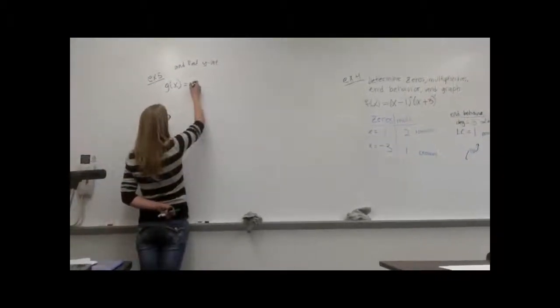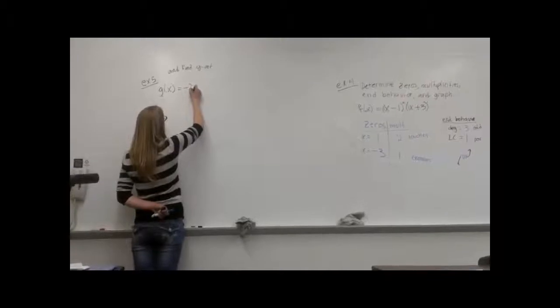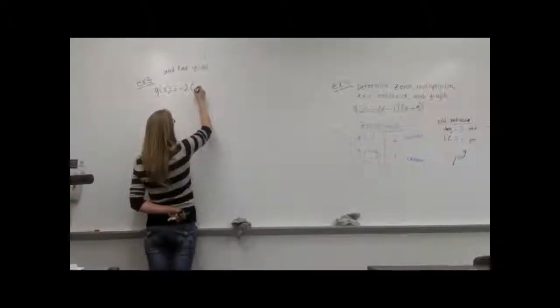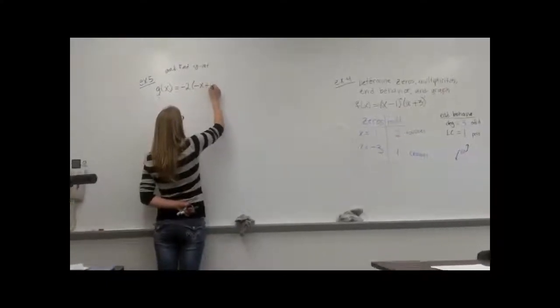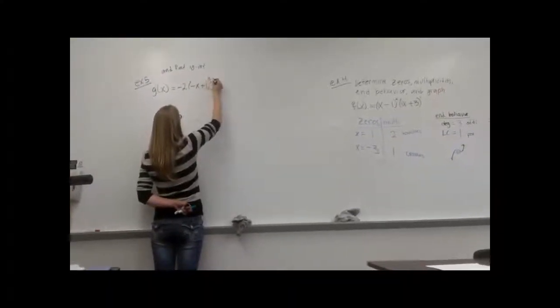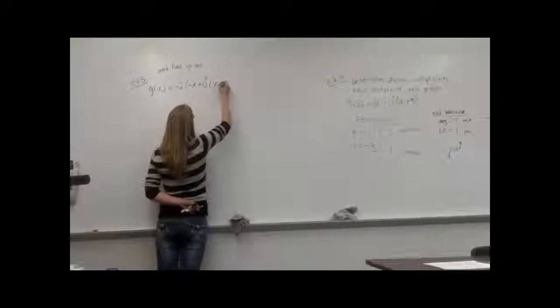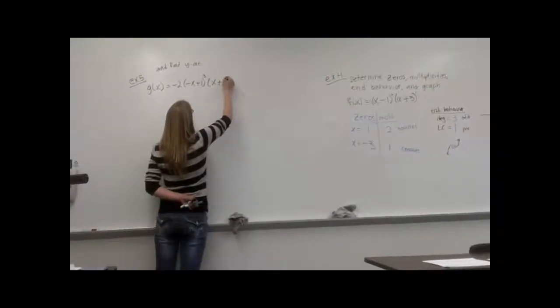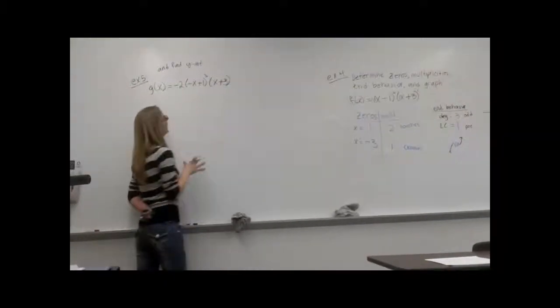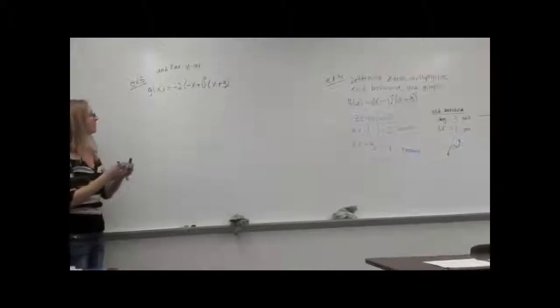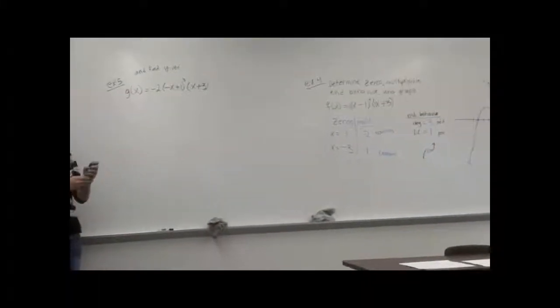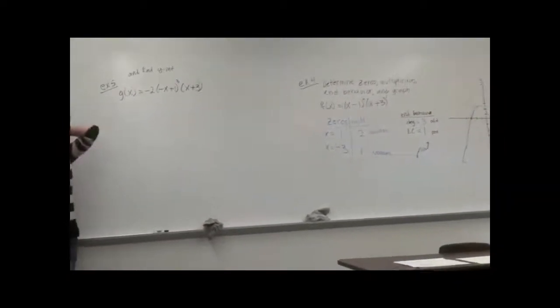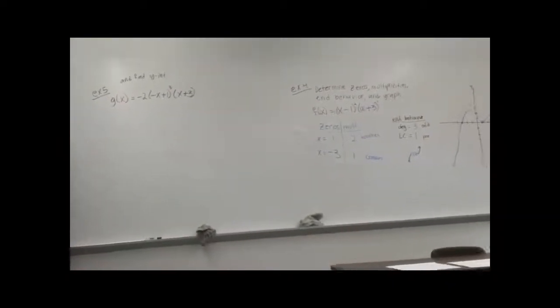Okay, so let me do this. Let's do a -2 times negative x plus 1 cubed times x plus 3. That's a good one. That's probably a pretty difficult one to find the end behavior of, about as hard as I would make it.